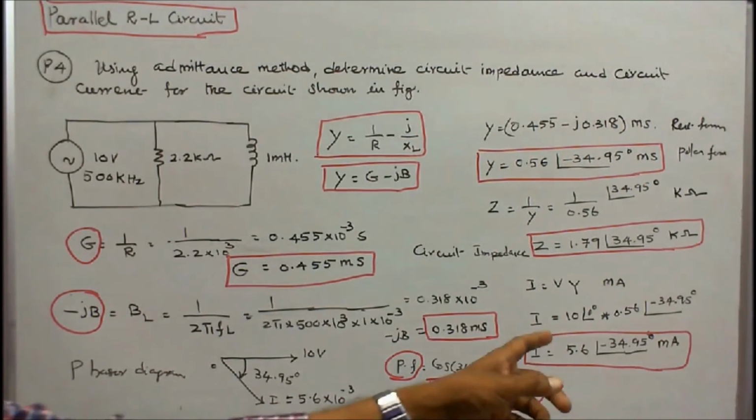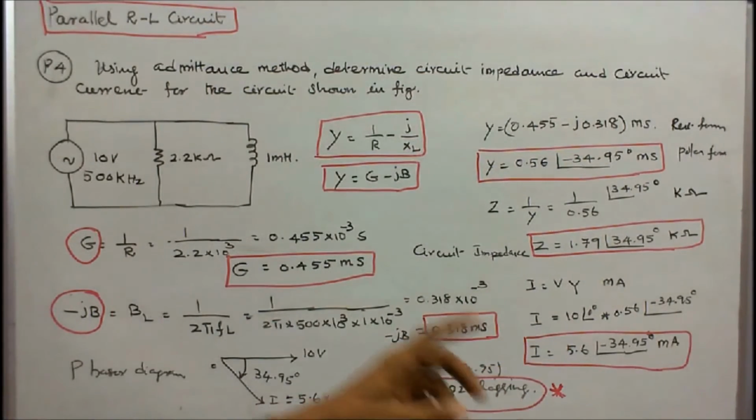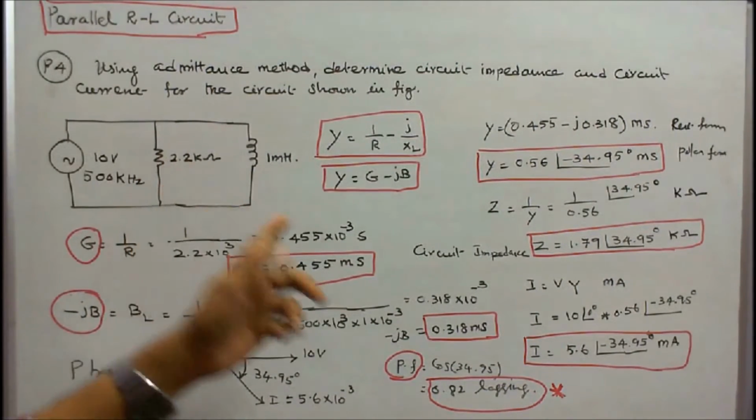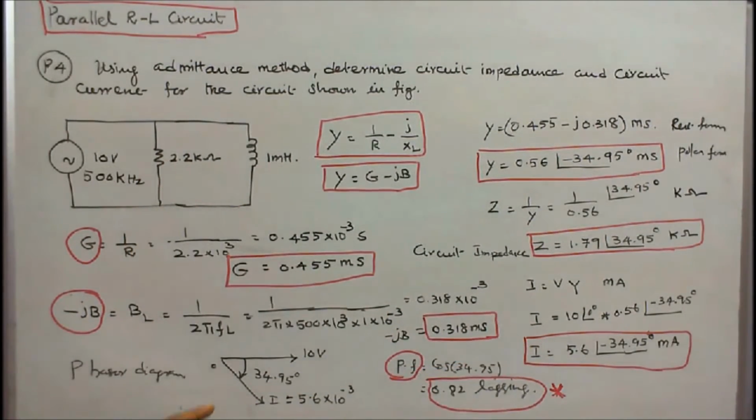Here theta is equal to 34.95. Power factor cos 34.95 is equal to 0.82. Power factor is 0.82. That minus sign indicates current lags the voltage by 34.95 degrees.